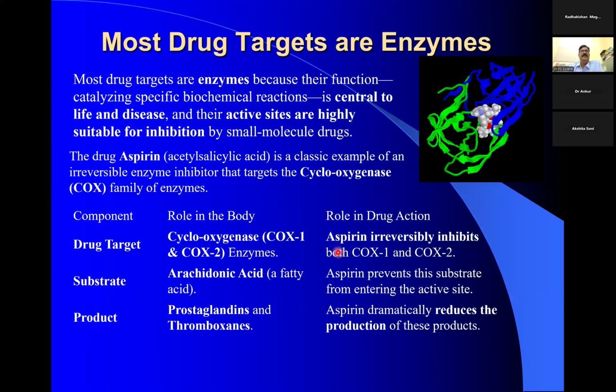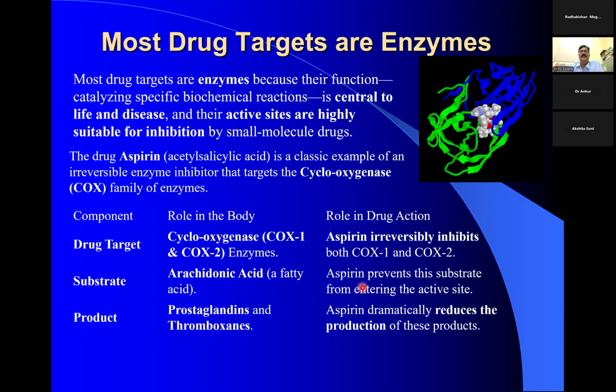So for example, here aspirin inhibits COX-1 and COX-2. Aspirin prevents the substrate from entering the active site. Aspirin dramatically reduces production of these products. Okay, so this is how a drug acts. If we talk about the mechanism of action, COX enzymes are responsible for converting arachidonic acid into prostaglandins, which are lipid molecules that signal pain, fever, inflammation, and similarly thromboxane, which promotes blood clotting.